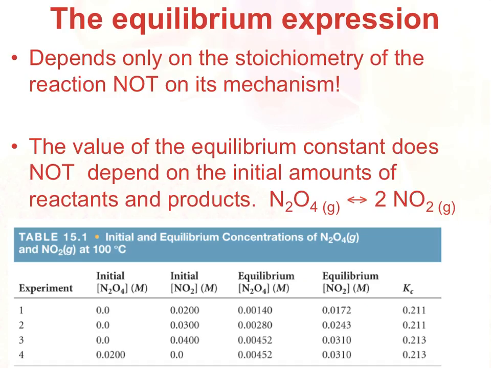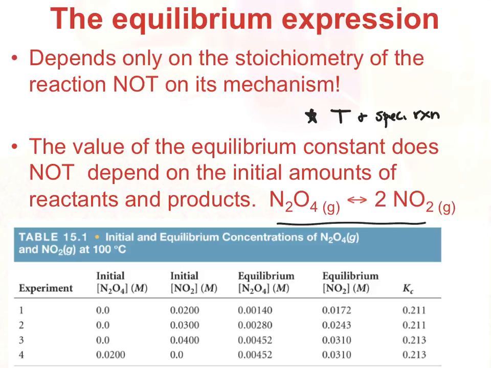The equilibrium expression depends only on the stoichiometry of the specific reaction. The mechanism is unimportant because at equilibrium the forward and reverse reaction rates are equal and the ratio between products and reactants remains constant. The equilibrium constant does not depend on how much reactant or product you start with. The only things that the equilibrium constant depends on are temperature and the specific reaction. Those are the two features that determine what your equilibrium constant is going to be.